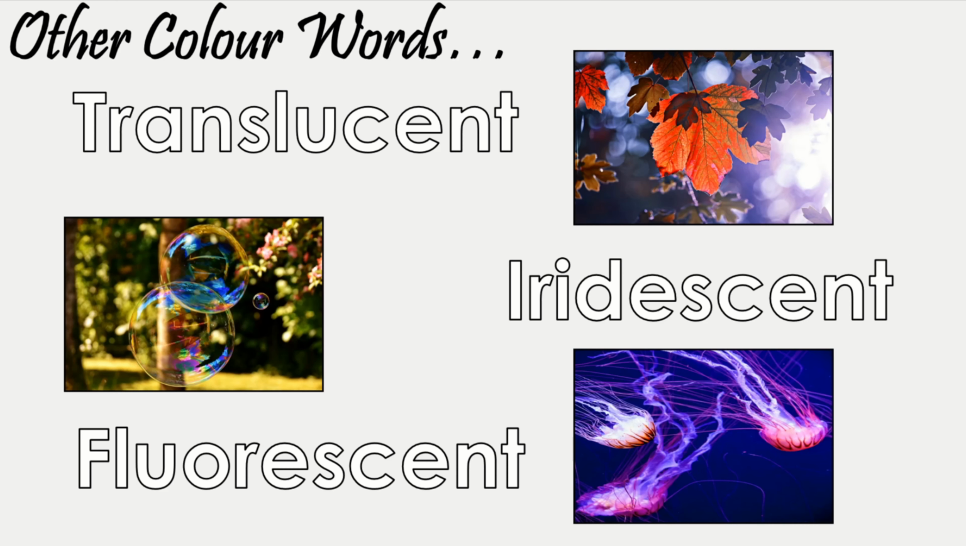Now, other words to do with colour are translucent, meaning a sort of semi-see-through, something that lets light pass through. Iridescent is hard to describe. It's that colour of petrol or of a soap bubble, the kind of sheen that seems to change colour depending on the angle that you look at it. And fluorescent is another adjective that you can use to describe something that is vividly colourful.